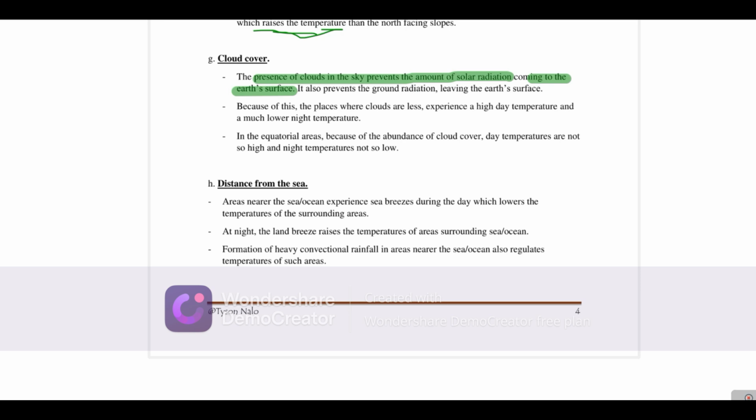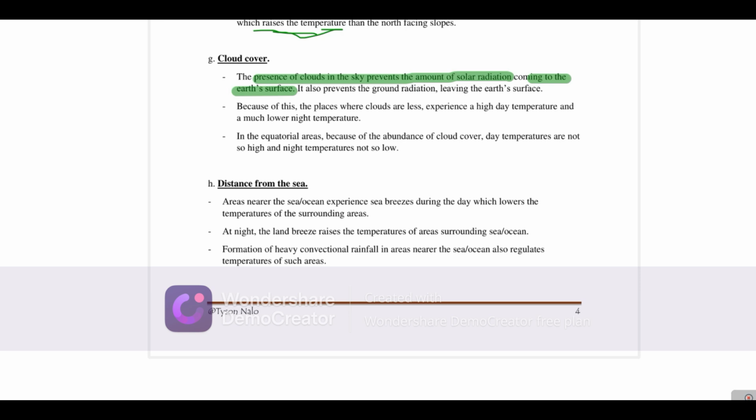In the equatorial areas, because of the abundance of cloud cover, the day temperatures are not so high, the night temperatures not so low. So that is actually all about cloud cover. Remember, we are looking into factors which influence the temperature. Our main focus is on temperature, and how it's going to be.